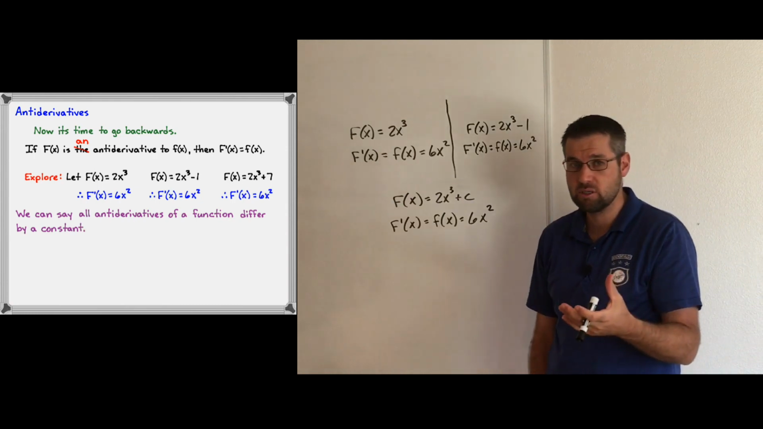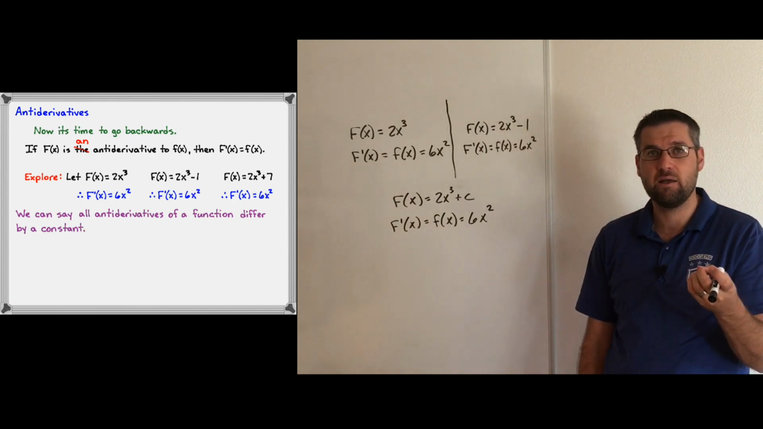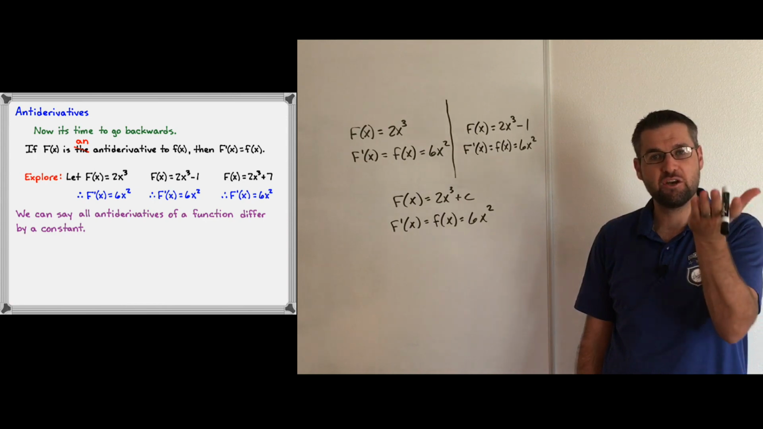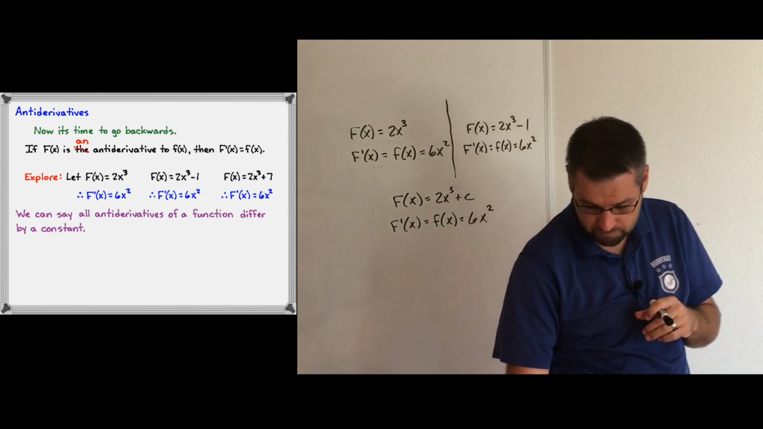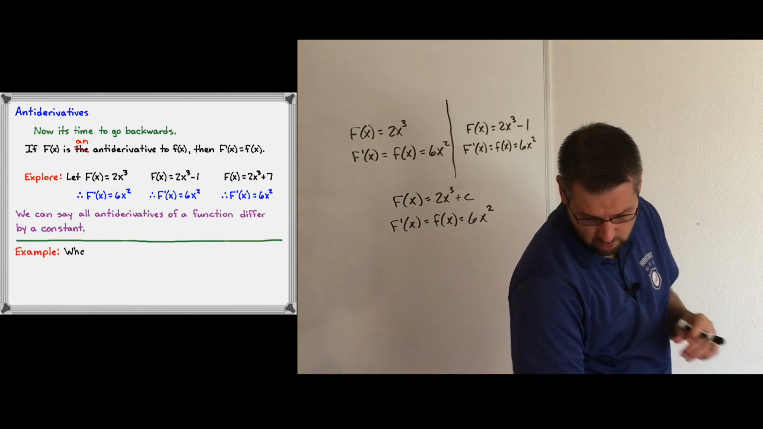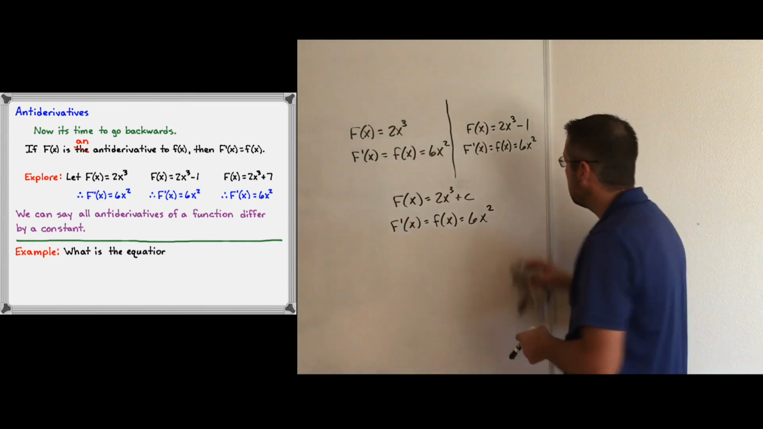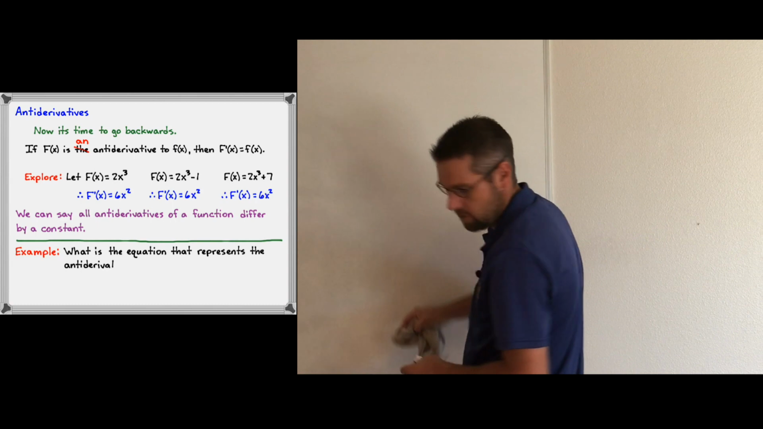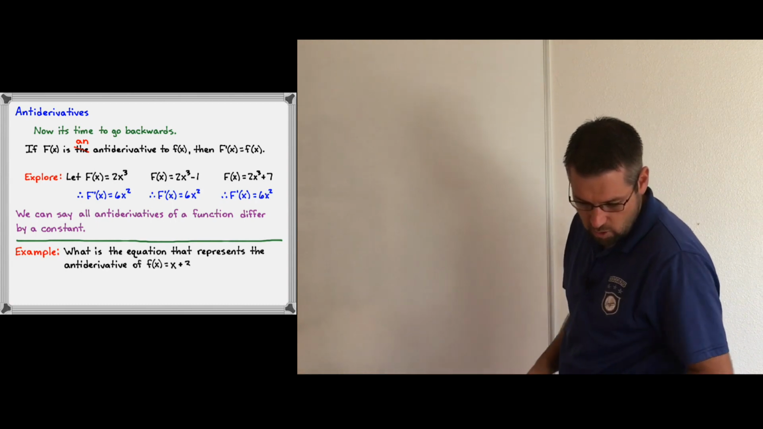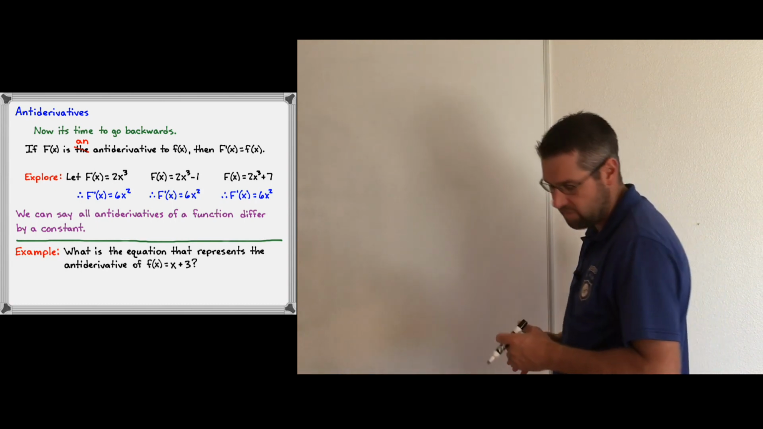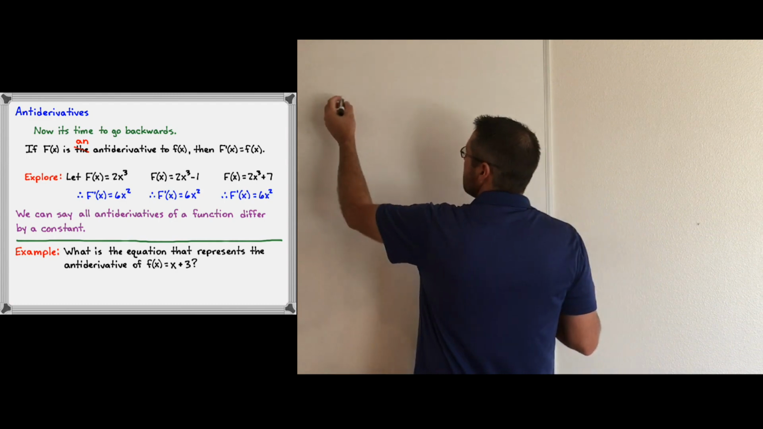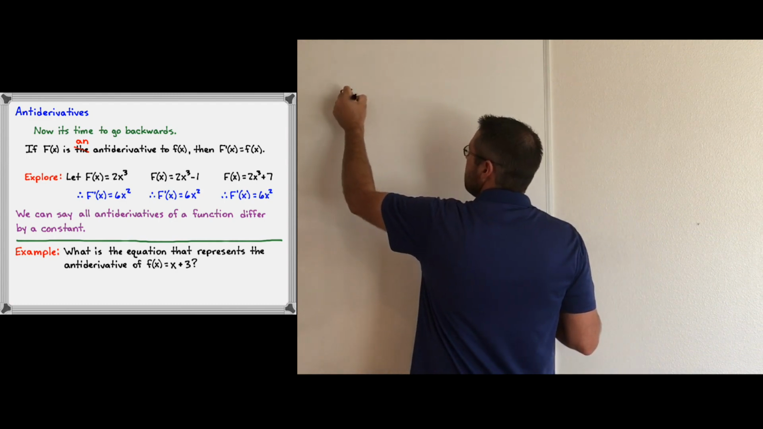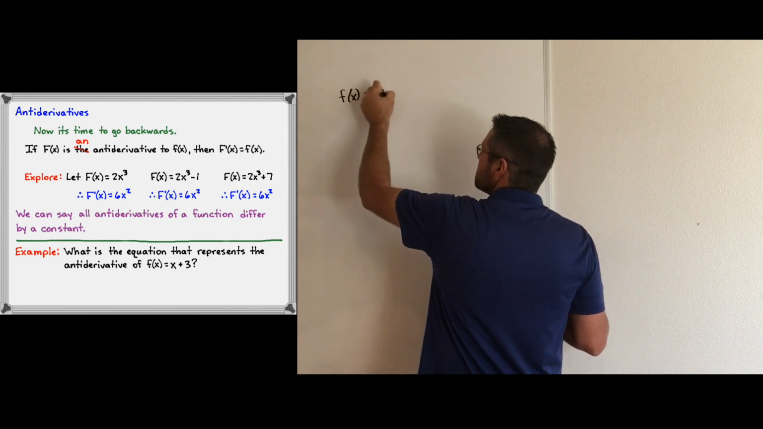In other words, they only differ by a shift, a vertical shift here. So let's go ahead and take a look at an example of what this looks like. Okay, so what is the equation that represents the antiderivative of f of x here? Now we know that f of x is equal to x plus 3.